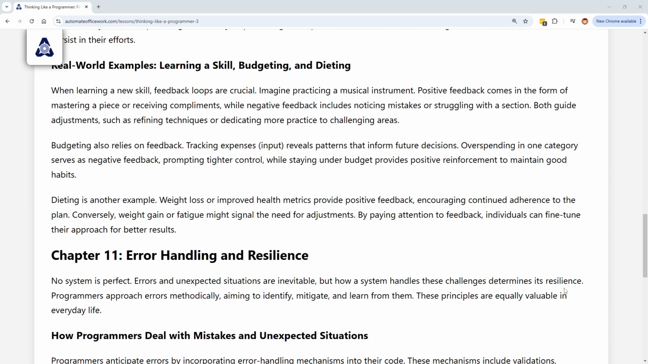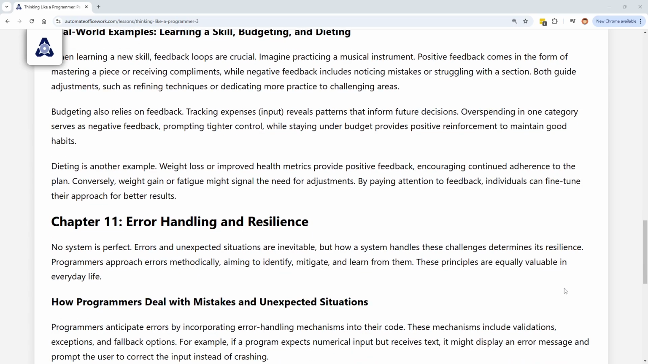Weight loss or improved health metrics provide positive feedback, encouraging continued adherence to the plan. Conversely, weight gain or fatigue might signal the need for adjustments. By paying attention to feedback, individuals can fine-tune their approach for better results.